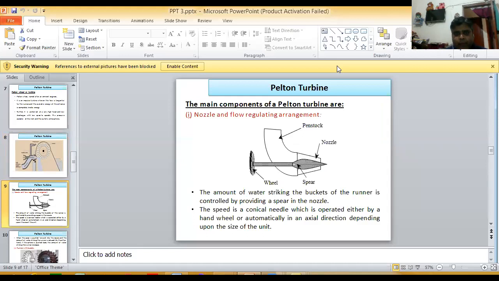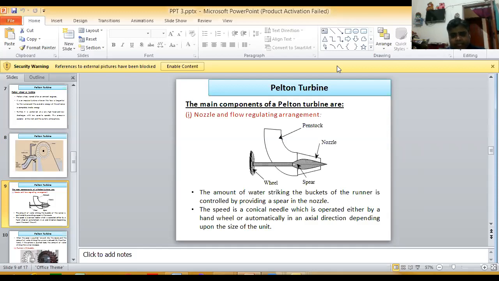Now, the main components of a Pelton turbine are the nozzle and flow regulating arrangement. कैसे अरेंजमेंट करते हैं हम लोग उसको? व्हील प्रोवाइड रहता है, स्पीयर के थ्रू नोजल प्रोवाइड होगा आपका, और पेनेस्टोक का वर्क मैंने ऑलरेडी प्रीवियस लेक्चर में मैंने बताया था आपको क्या होता है पेनेस्टोक. The amount of water striking the buckets of the runner is controlled by providing a spear in the nozzle. जो bucket of water है उसको कंट्रोल करेगा स्पीयर इन द नोजल.